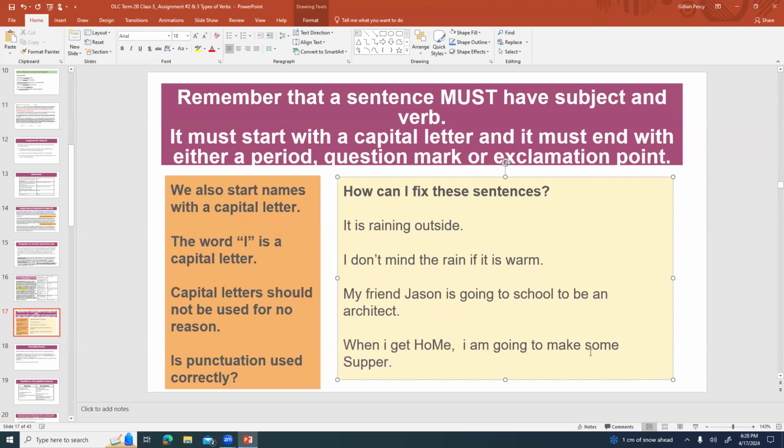When I get home, I am going to make some supper. So I have my capital here, but I don't have my capital on my I. So I want that to be a capital I. When I get home, there's no reason for home to have a capital H. It's not the name of a place. And there's no reason for a capital M in the middle. So I'm going to make it a smaller one. And then I should be a capital because it's a word that is always capitalized. And then supper would not be capitalized either because it's not the name of anything. Okay, so I would fix those sentences.